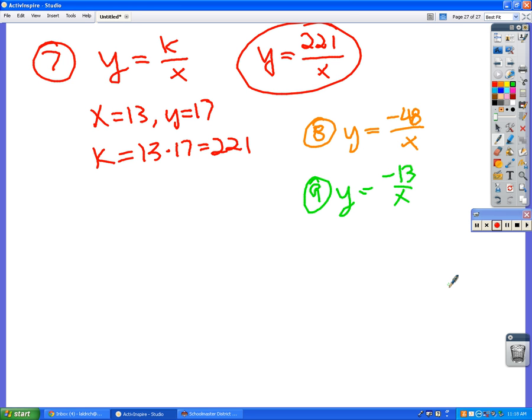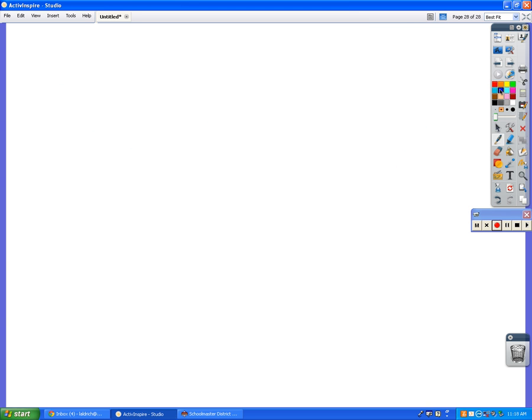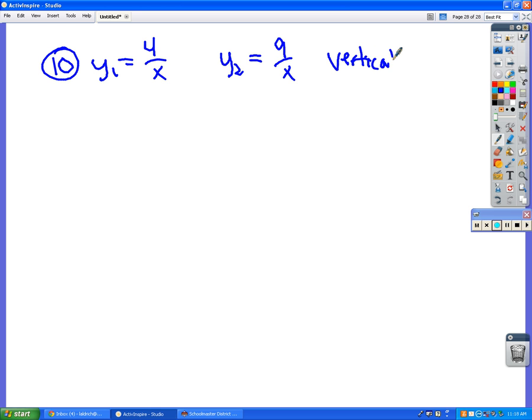Okay, we good? All right, number 10. We're starting with the graph 4 over x, and then we're comparing it to the graph of 9 over x. What happens when you change that 4 to a 9? It's stretched. Yeah, that is a vertical stretch. 2.25.